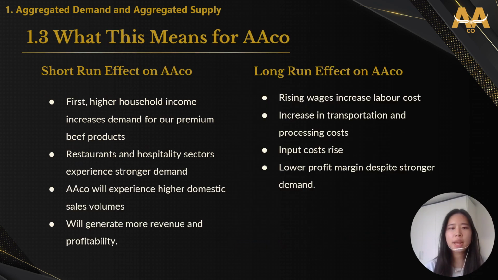So what does this mean for AACO? In the short run, higher incomes mean more spending on premium food. Our restaurant partners will see stronger demand and AACO will benefit from higher domestic sales volume and stronger profitability. But in the long run, rising wages increase our labor costs across our pastoral operations. Transportation and processing costs also rise, squeezing our profit margin despite stronger demand. Our strategy is to use the short-run opportunity now and lock in suppliers' contracts before long-run cost pressure hits.